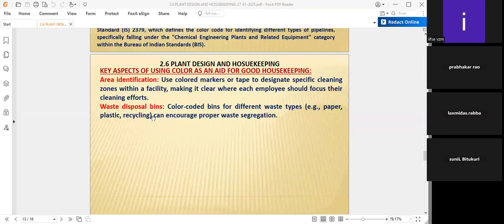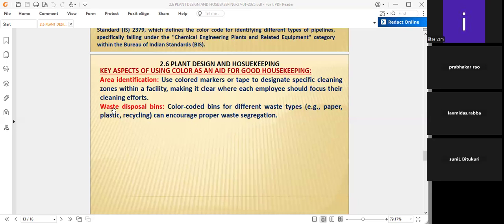Example, paper, plastic, recycling can be encouraged here. Very important, why is recycling mentioned? Soaked cotton waste, used oil and other things will not be mentioned here, as recycling is taken care of separately. Paper or plastic: of course, plastic is definitely to be avoided, but only some thickness will be allowed, and only some eco-friendly plastic will be allowed. Other plastics will not be allowed because they are banned. They also encourage proper waste segregation.